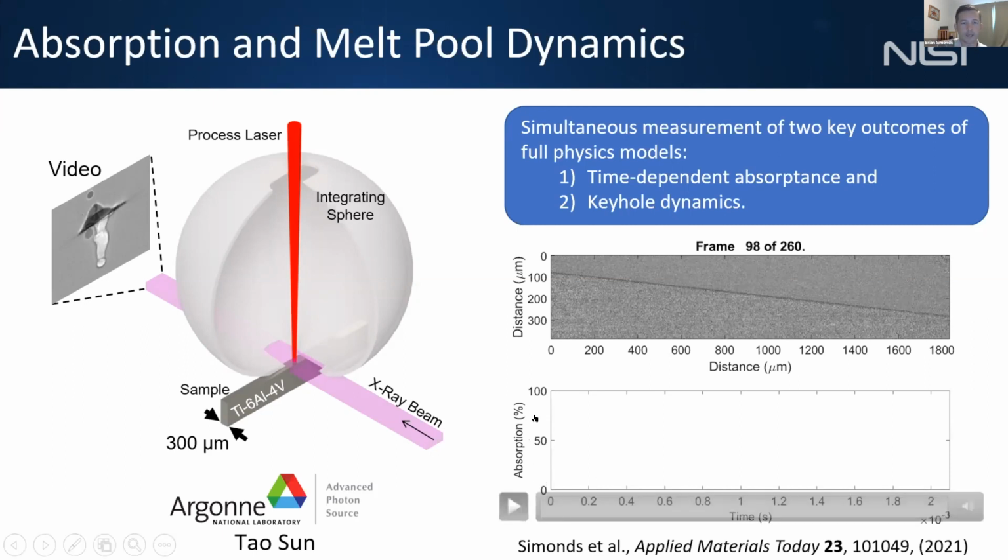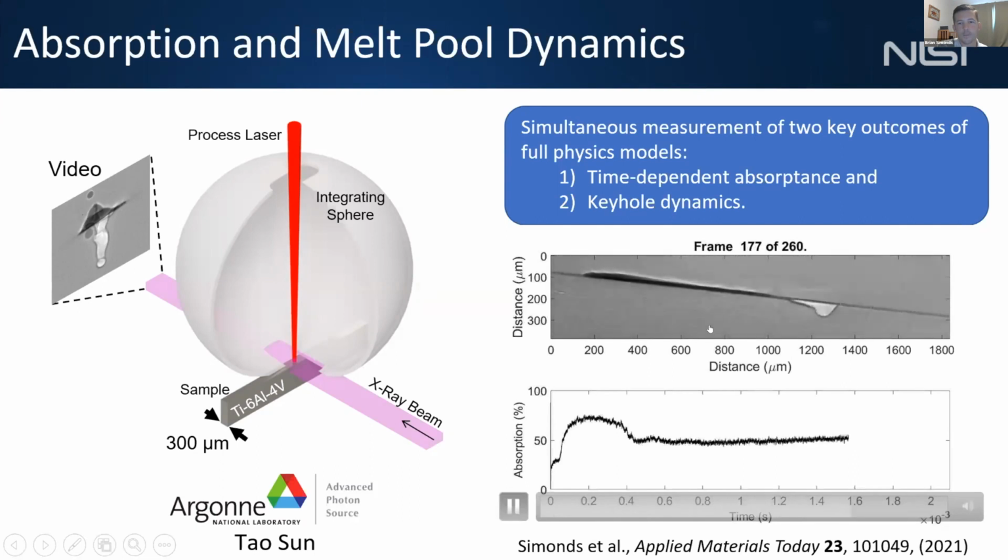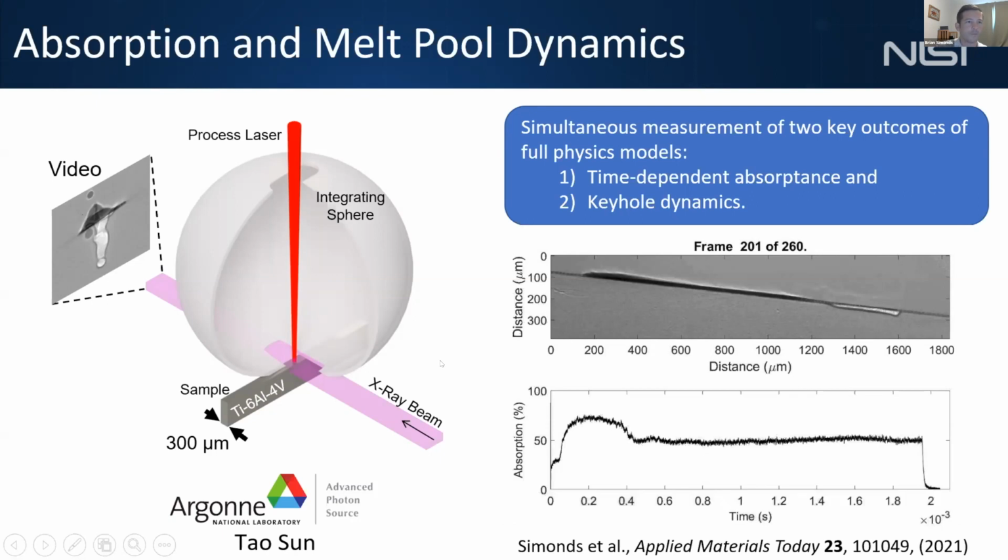And then plotted at the same time below that will be the absorption that we've calibrated simultaneously. So I'll just go ahead and play this. You see the vapor cavity form in the beginning and then travel along, and the absorption at the same time reaches a steady state when the melt pool does. I'll pick this apart a little bit later, but this is just an example of the data that we get from these types of experiments.